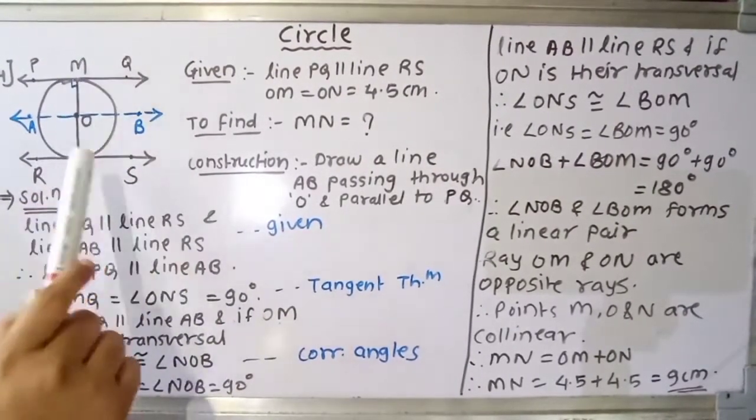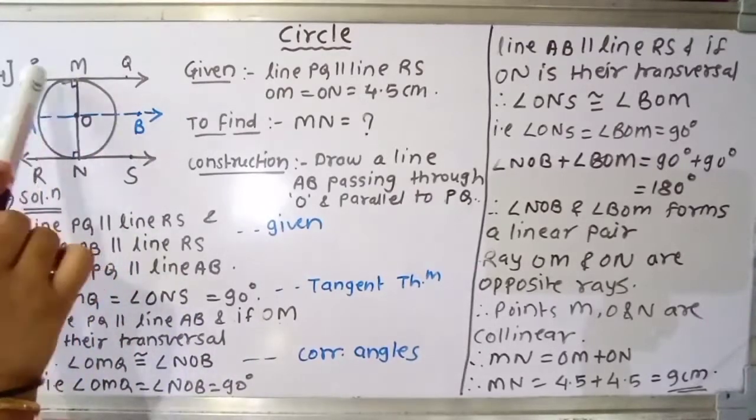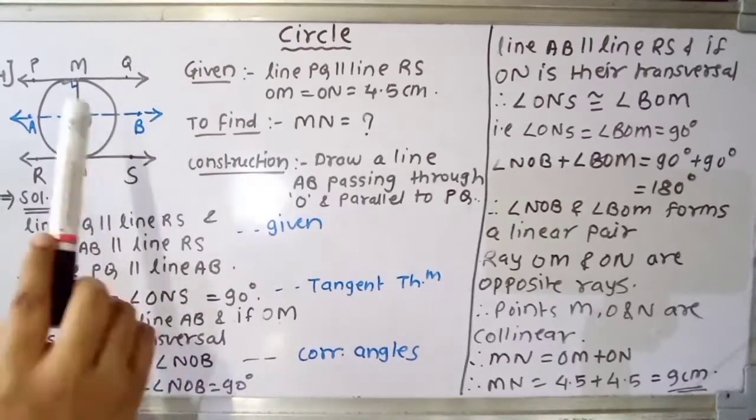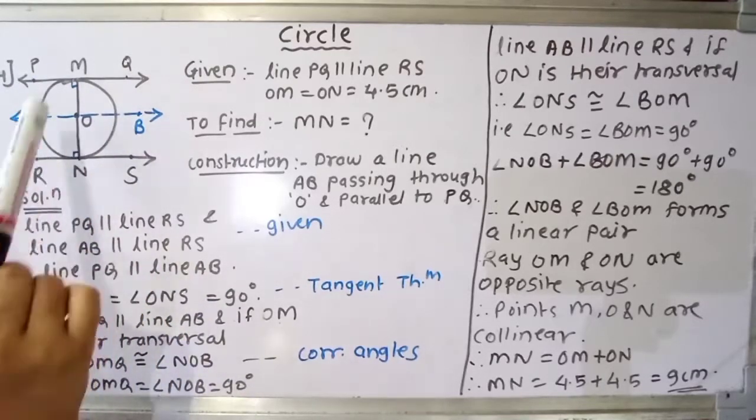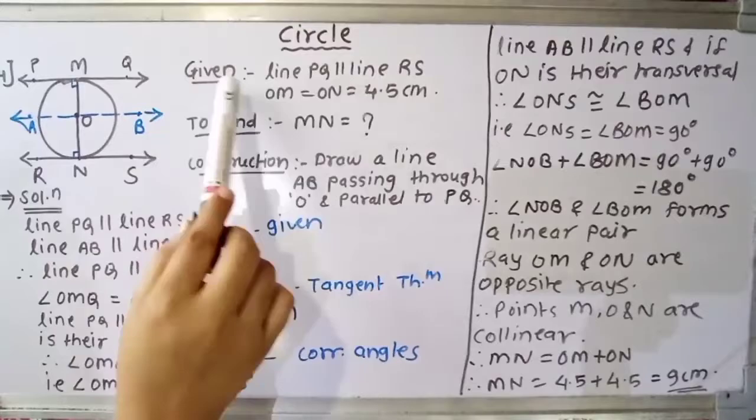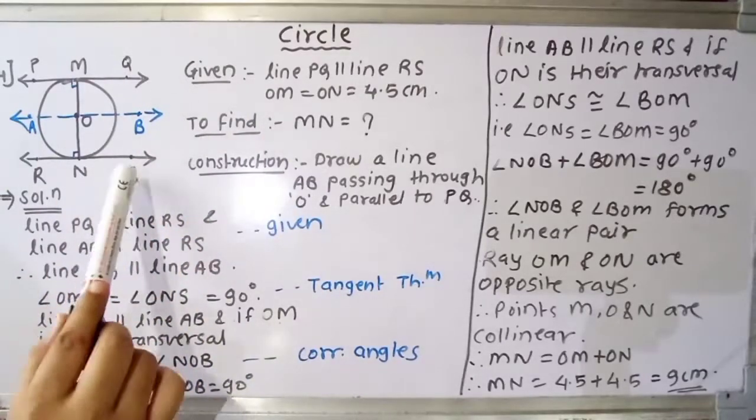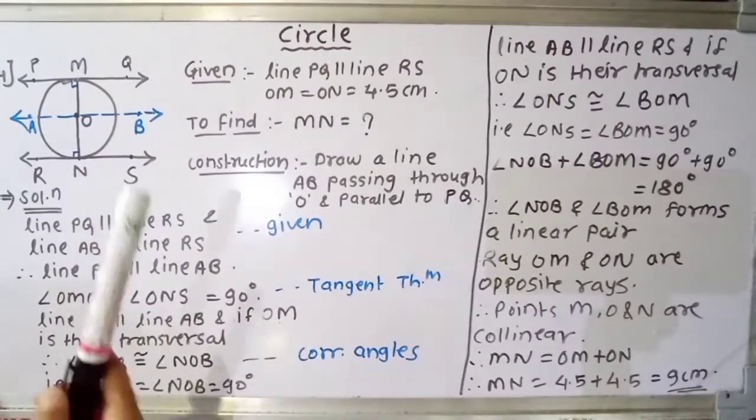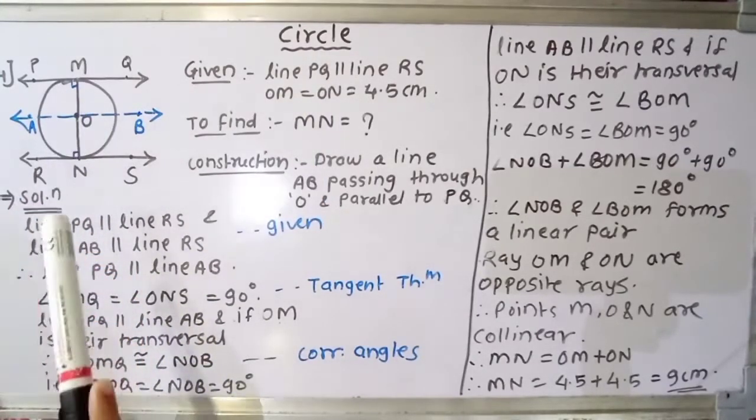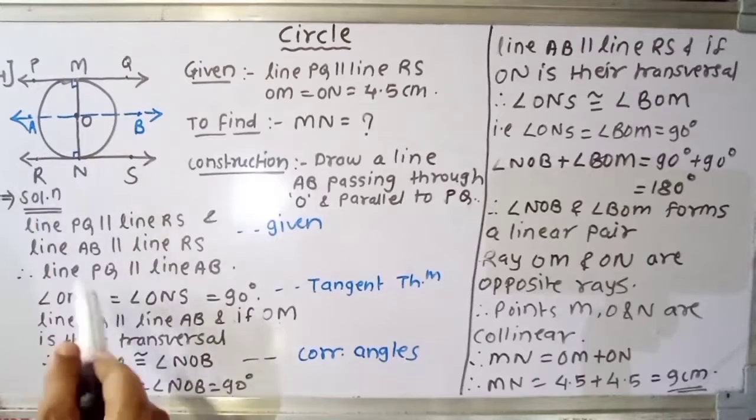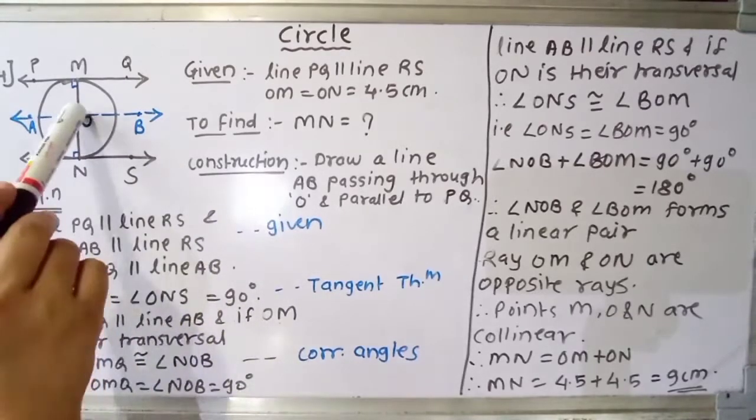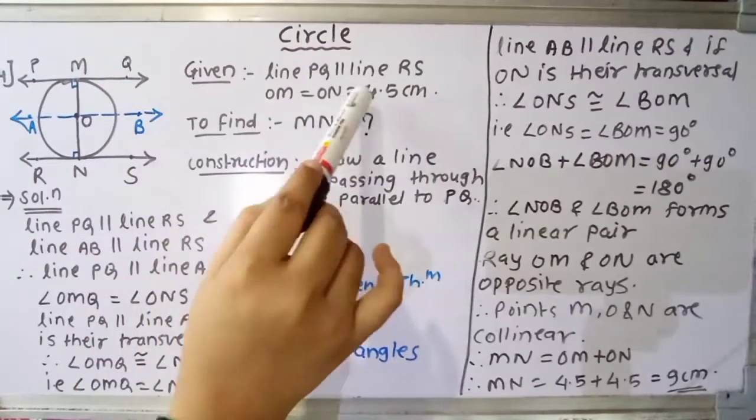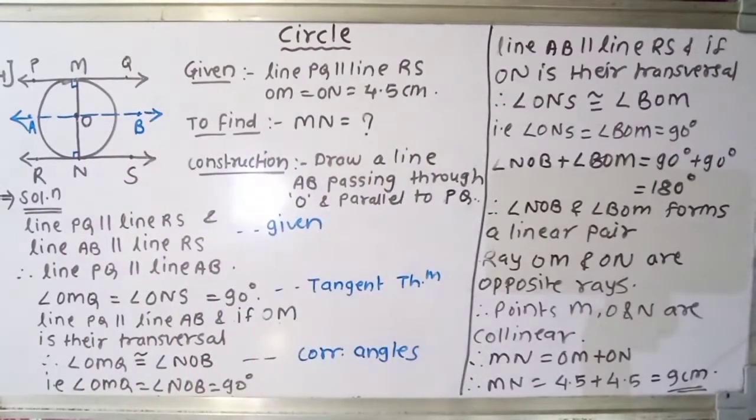There are two tangents which are parallel, so you can draw like this. You can draw it in a vertical manner also. So here PQ is one tangent, RS is another tangent. Given is line PQ parallel to line RS. In fact, these two are parallel tangents. And OM and ON, given is what? Radius is given. So OM is also a radius and ON is also a radius. So OM is equal to ON is equal to 4.5 centimeter. I can write like this.